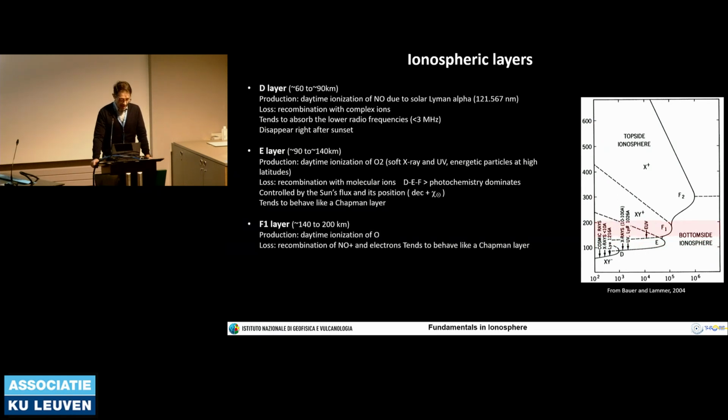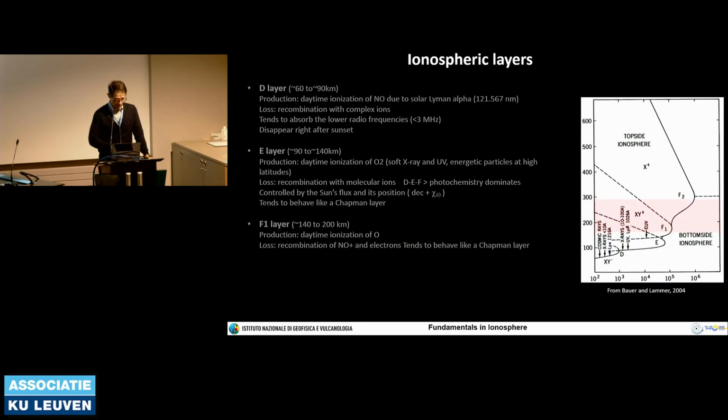The F1 layer is from about 140 to 200 kilometers. Please don't take this number as very strict. It's just rough. They change a lot. The production is the daytime ionization of oxygen, and the loss is recombination of NO plus and electrons. And it tends also to behave like a Chapman layer.